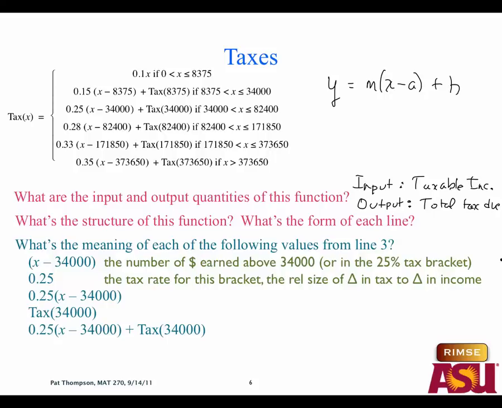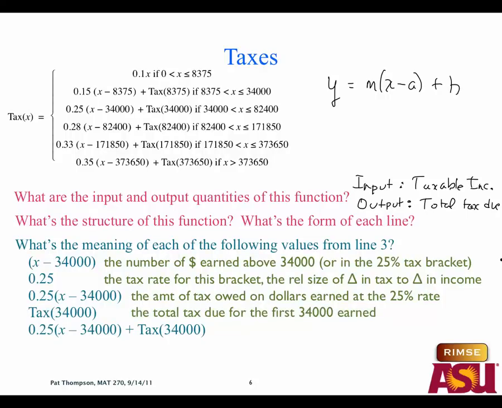Okay, next one. The amount of tax owed on dollars earned at the 25% rate, the amount of tax owed on the dollars earned above 34,000. So what is this in terms of X and Y? Delta Y. It's the change in tax due. Okay, tax of 34,000.